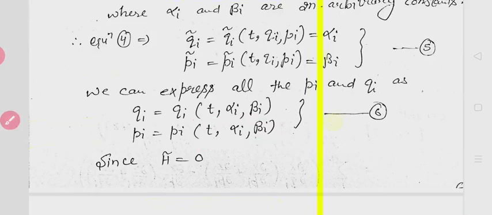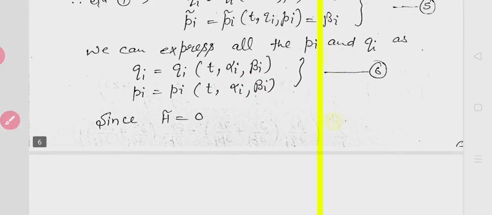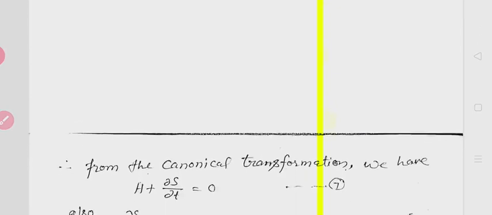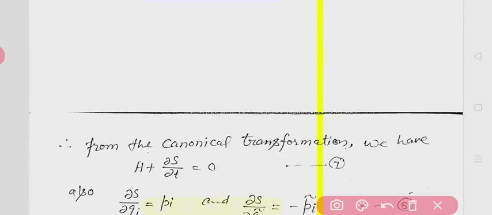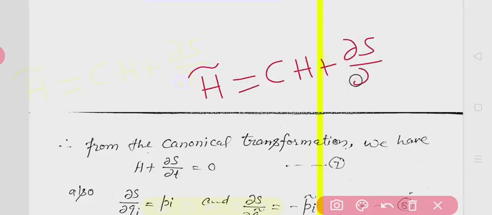Now since h tilde is equal to 0, you know the relation we just wrote: h tilde was equal to c h plus curl s over curl t, the equation we found in the free canonical transformation, that was the relation between h tilde and h. So what is over here? C. This is the univalent free canonical transformation, so for this C will be 1. That means this will not be here. H tilde will be equal to H plus curl S over curl T.